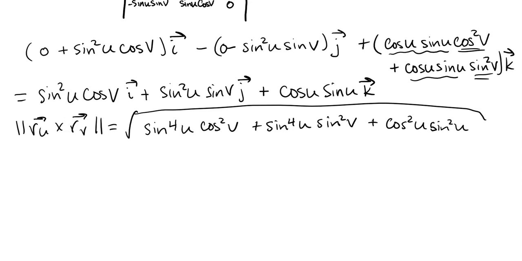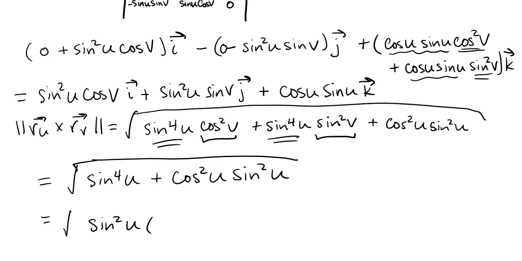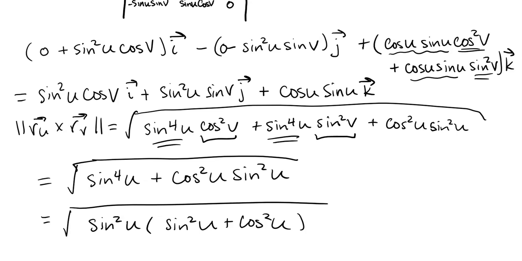So then notice with these first two terms, we've got a cosine squared v plus sine squared v, and they both have the same coefficient of sine to the 4th u. So we could factor that sine to the 4th u out, and then it would just be cosine squared v plus sine squared v, which is 1. So we have sine to the 4th u plus cosine squared u sine squared u. And then to help us see this one, let's actually do the factoring. Notice both of them have a sine squared u. If we pull that out, then we're left with sine squared u plus cosine squared u, which again is 1. So this is really just the square root of sine squared u, which is just sine u.